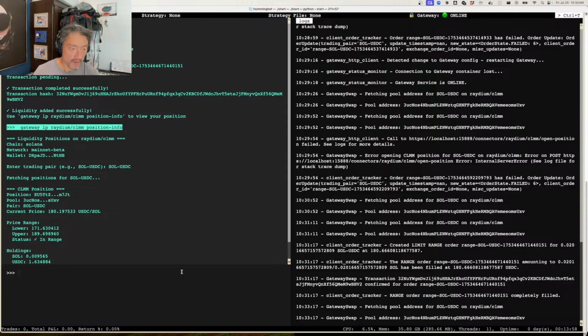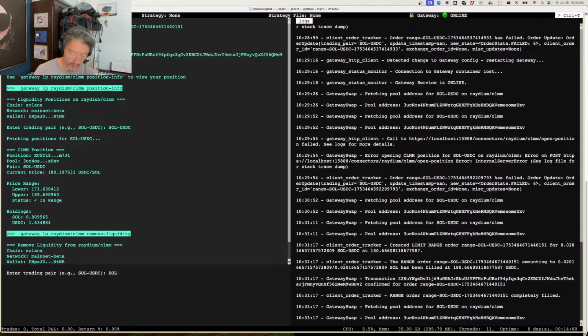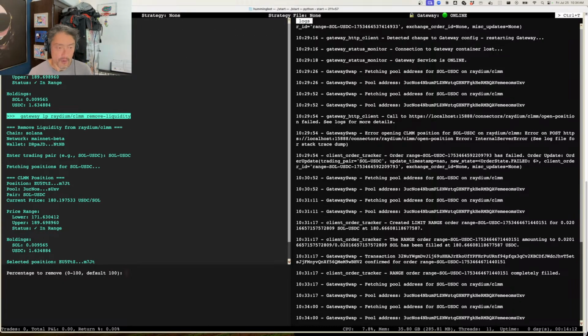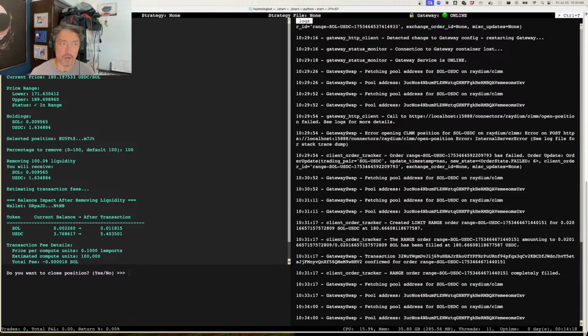Okay. So now let's round out the demo by closing the position, and we'll also use the LP position for that, and then we can just use the remove liquidity final one. So you'll see again, it'll fetch the positions you have for it, and you can close either partial or all of the position. So I'll close the whole thing.